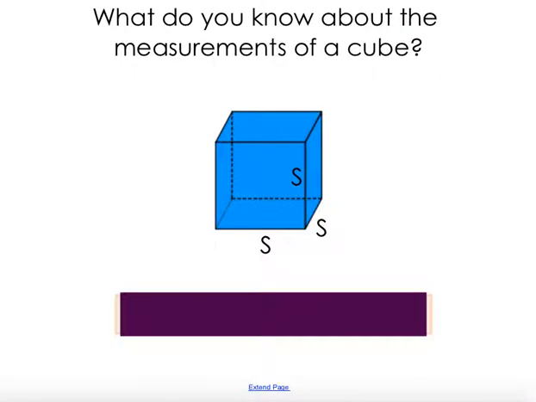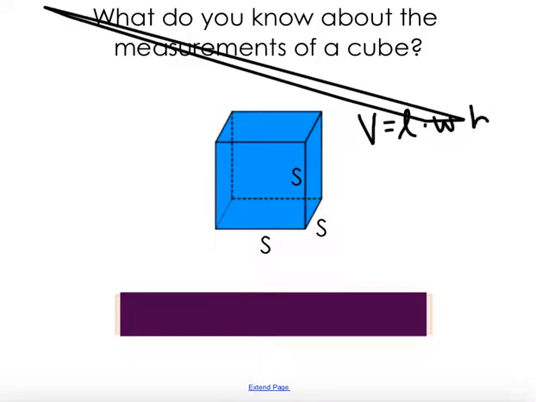Okay, how about this one? What if we have a cube that has side lengths of s? Well, in our formula, length times width times height, I could replace those with s times s times s, which would mean that really our volume formula for a cube is just s cubed. We just need to do the side length times the side length times the side length.